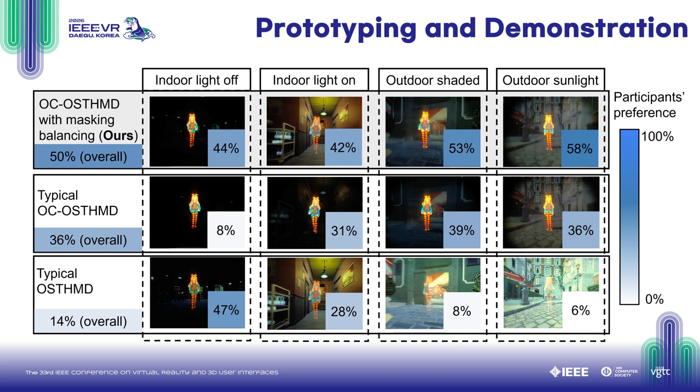OSTHMD, respectively. In detail, typical OC-OSTHMD performs worst in the indoor light-off subscene due to poor visibility of the real scene, whereas the optimization by mask balancing achieves a comparable score to typical OSTHMD. As the real scene becomes brighter, the preference for typical OC-OSTHMD increases, demonstrating the appealing image quality by adding mutual occlusion. On the contrary, typical OSTHMD is less selected due to its ghost-like virtual image. In comparison, our solution achieves the highest score, since it balances the visibility of both real and virtual images.